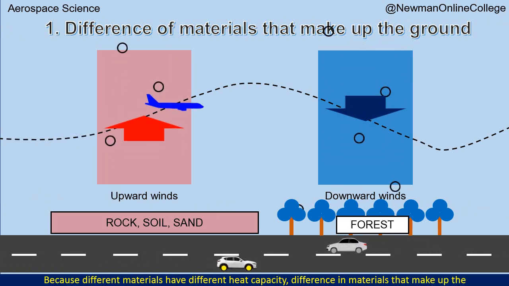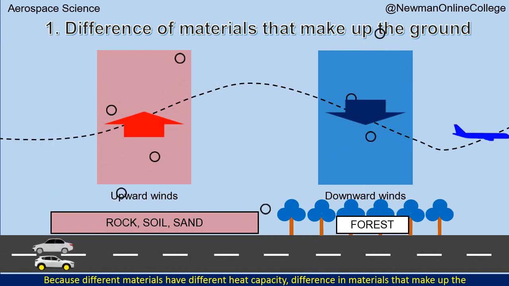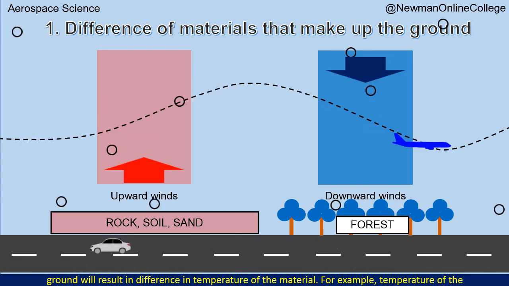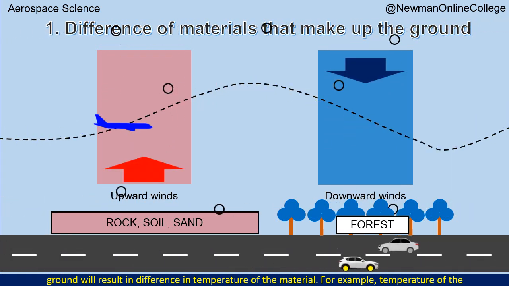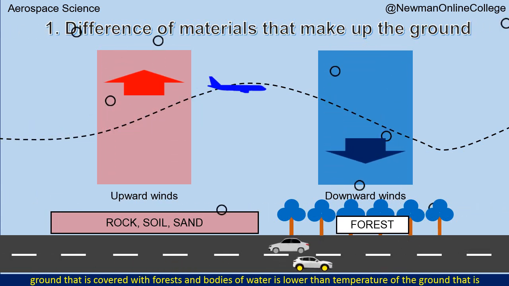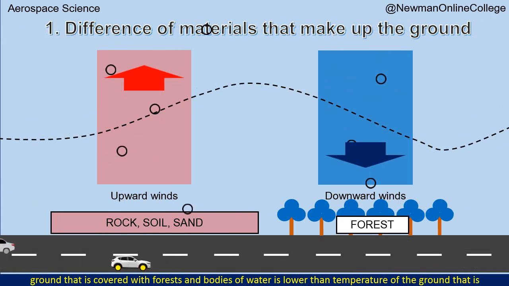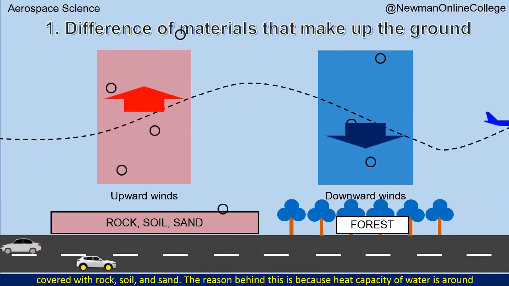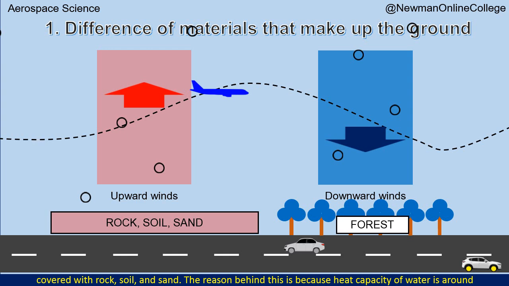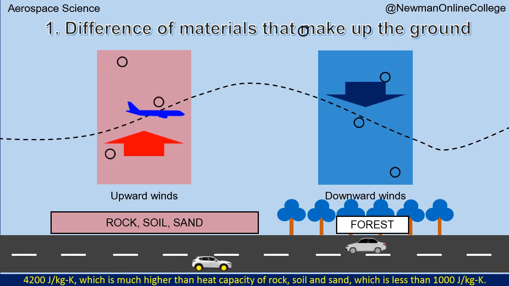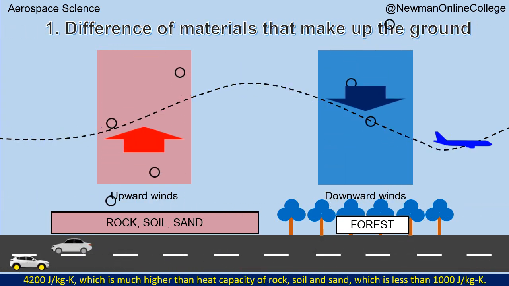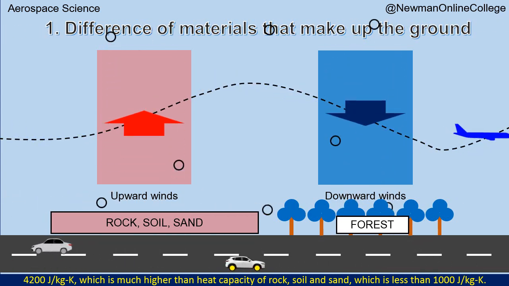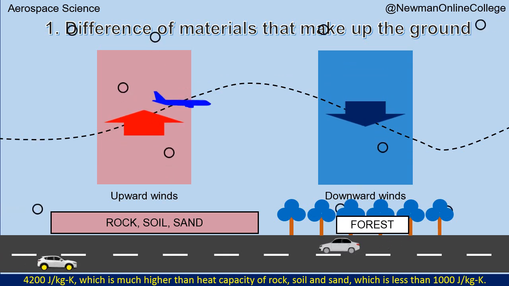Because different materials have different heat capacity, difference in materials that make up the ground will result in difference in temperature of the material. For example, the temperature of the ground that is covered with forests and bodies of water is lower than the temperature of the ground that is covered with rock, soil, and sand. The reason behind this is that heat capacity of water is around 4,200 joules per kilogram Kelvin, which is much higher than heat capacity of rock, soil, and sand, which is less than 1,000 joules per kilogram Kelvin.